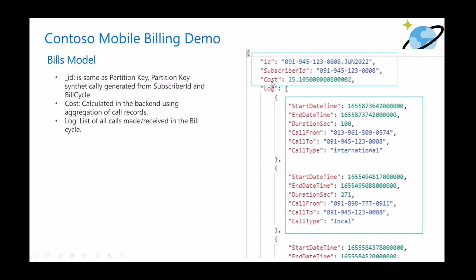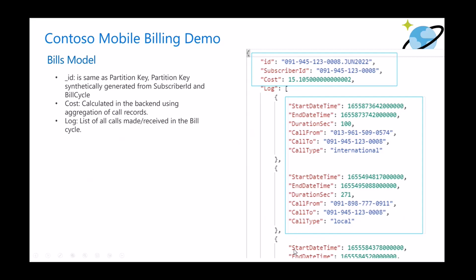We have a cost field, which is a calculated field. This is calculated by the Spark runtime. And then we have an array, which is a list of all the calls that were made during this build cycle by this subscriber. So again, this is being done by the Spark runtime. So these are the two documents that we have. So let's start with the demo.